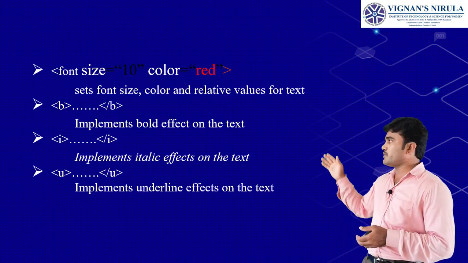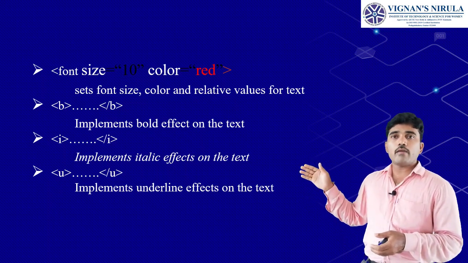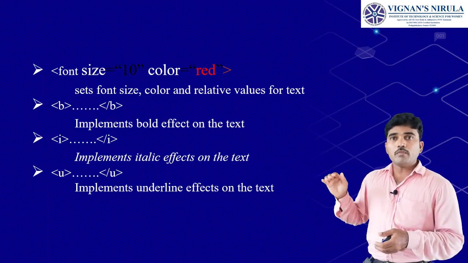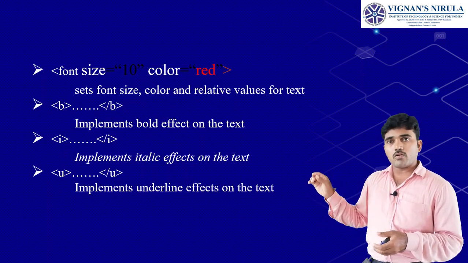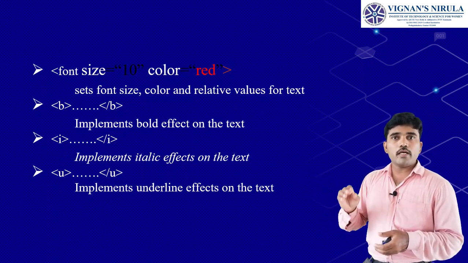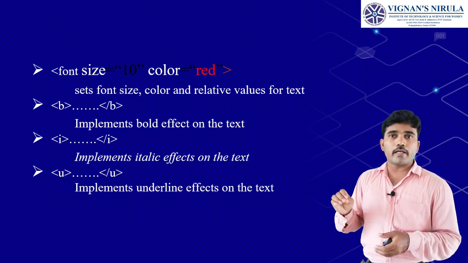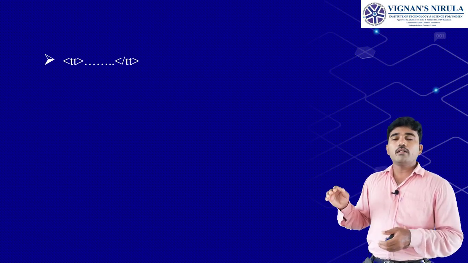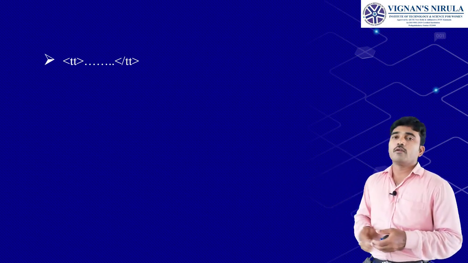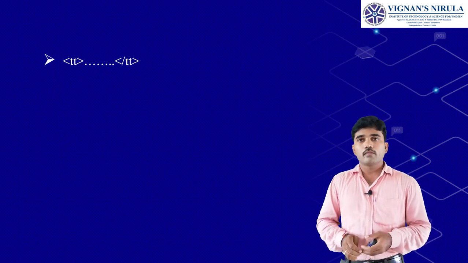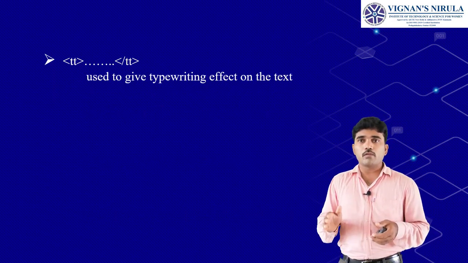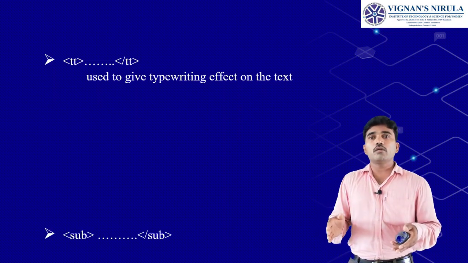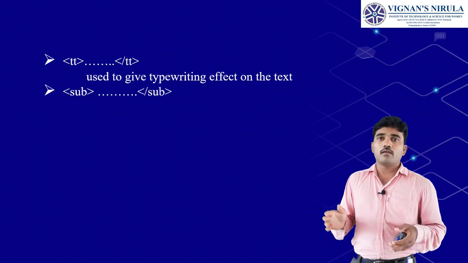Even if you observe, every tag has its opening tag and ending tag except the HR till now, which places a horizontal line across the row. Here it is a self closing tag, no need to write a separate closing tag for the HR. Understand? Coming to the next one, TT. It stands for typewritten effect, used to give a typewriting effect on the given text.